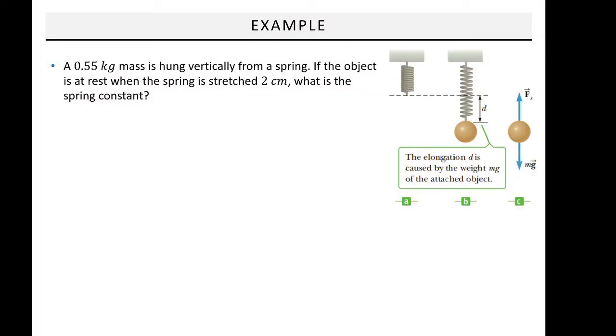In this example, we start by hanging a spring from the ceiling. We then attach a ball to the bottom of the spring and we let it come to rest. So the ball and the spring are not moving at all. The whole system is in equilibrium.